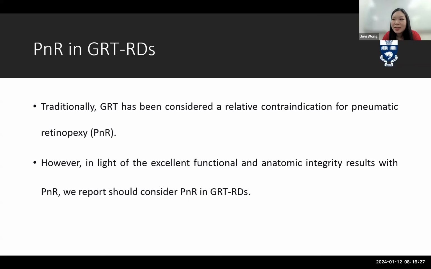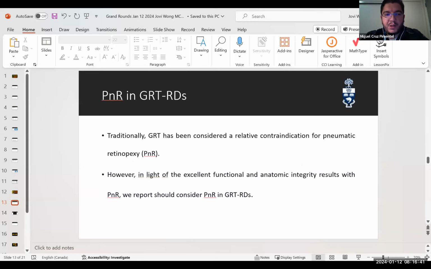And so I'll pass this on now to Dr. Cruz Pimentel, who's going to tell us a bit more about using pneumatics in giant retinal tears and their associated detachments, and then 10 years of data on this. Thank you, Yovi. So traditionally, GRTs have been considered a relative contraindication for pneumatic retinopexy.